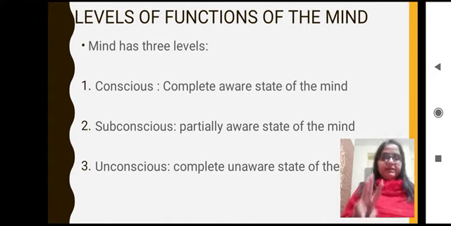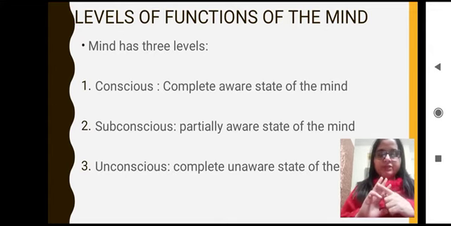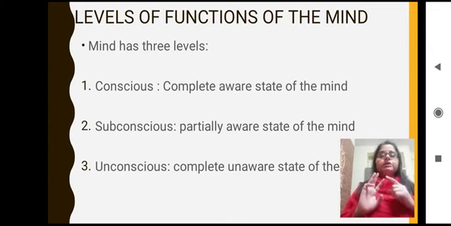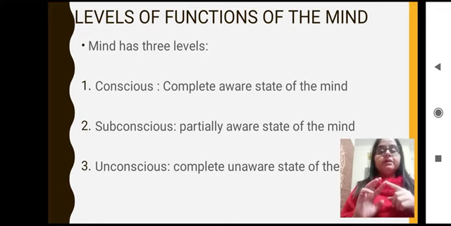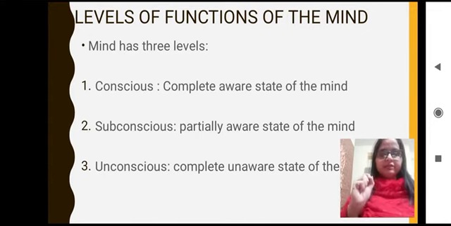Mind has three levels: conscious, subconscious, and unconscious. When we talk about the conscious mind, it can be defined as the completely aware state of the mind. Completely aware state means right now, if I am talking to you and you are listening to me, that simply means that I am aware of my surroundings. So, that kind of mind is called the conscious mind.